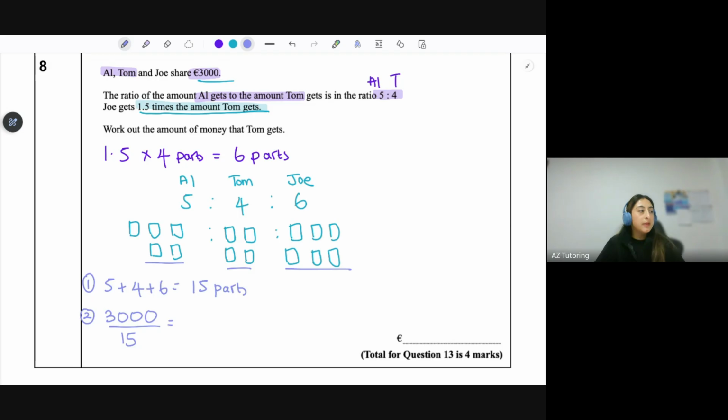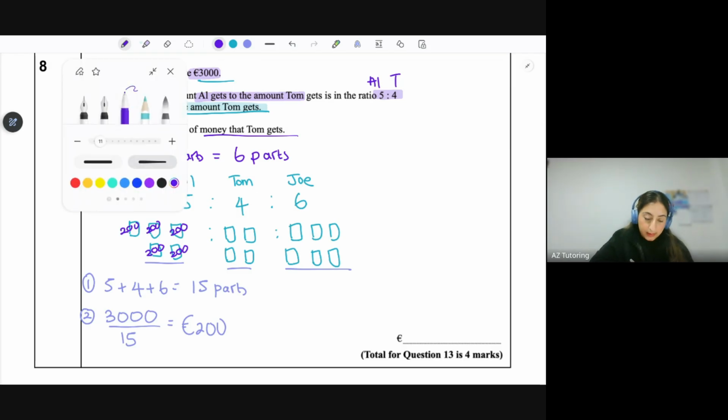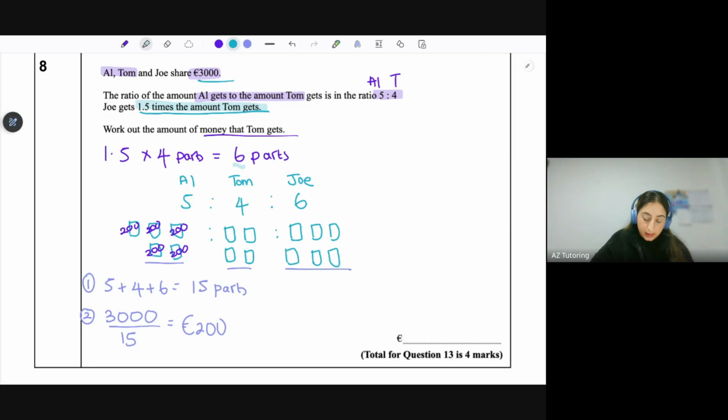So if you do 3,000 divided by 15, each part is worth €200. So this is 200, this is 200, this is 200. You get the gist of it. Each part is 200. The question says, work out the amount of money Tom gets. So Tom is, I'll just circle it, Tom is here. We can see Tom gets 4 parts and each part is worth 200.